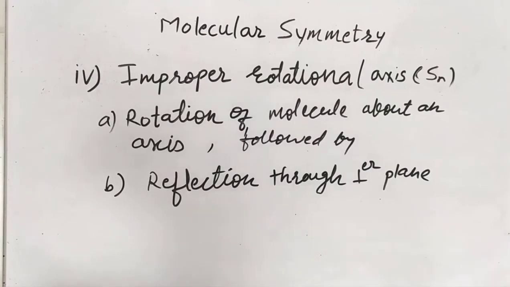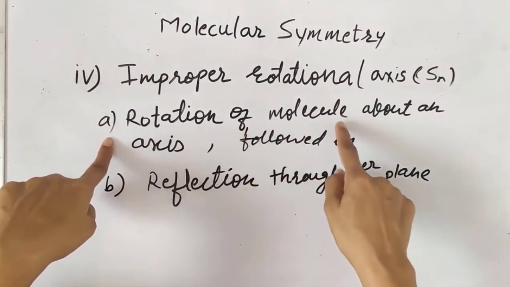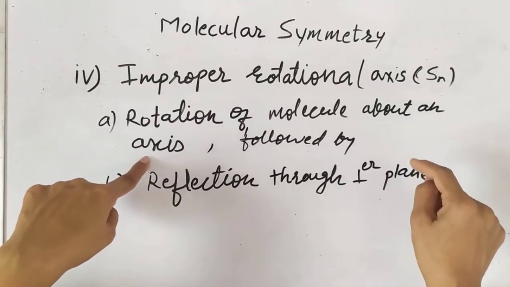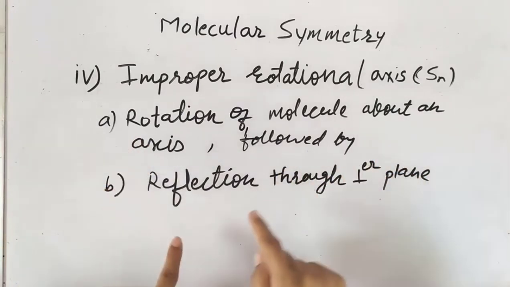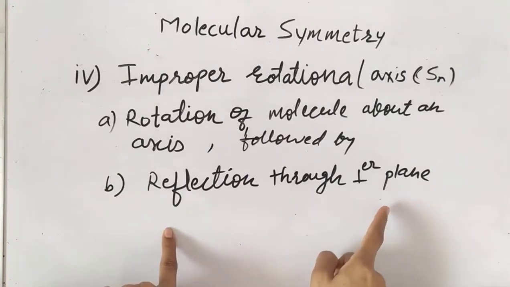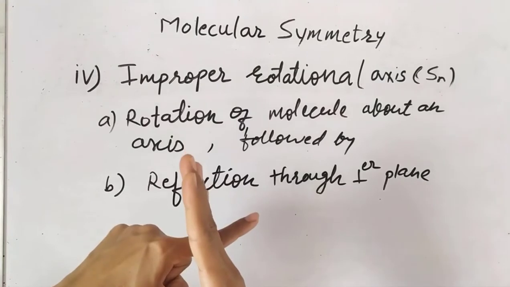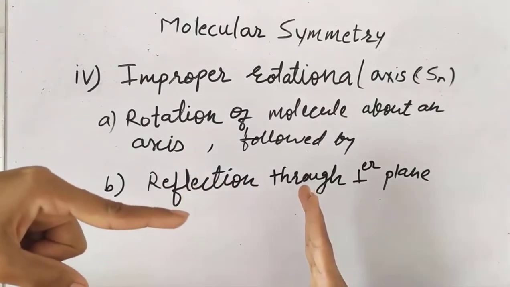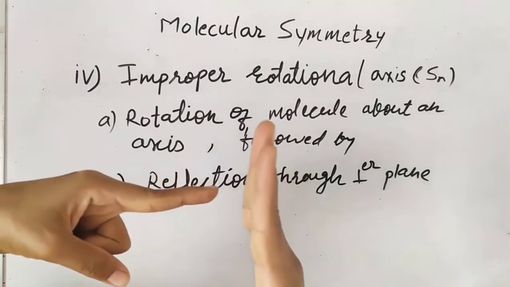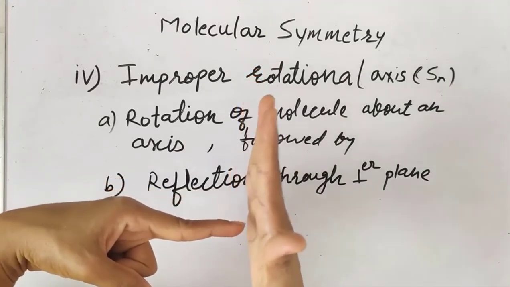Okay, so how will you perform the improper rotational axis operation? First, you have to carry out the rotation of the molecule about an axis, followed by reflection through a plane which is perpendicular to the principal axis. Means the rotational axis and the plane should be perpendicular to each other.